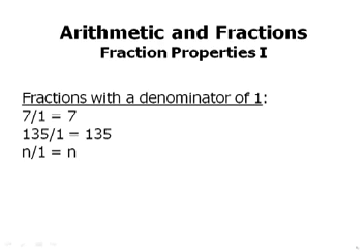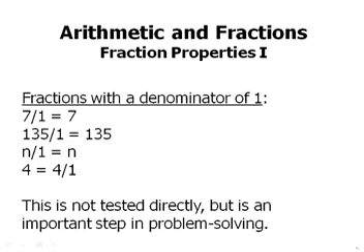Now, it's very important to appreciate that we can use this to write an integer as a fraction. So if we had 4, we could write it as 4 over 1. We could write any integer n as the fraction n over 1. Well, why is this important? This is not tested directly. The test is not going to ask you, what does 135 over 1 equal? That's not going to be a question.